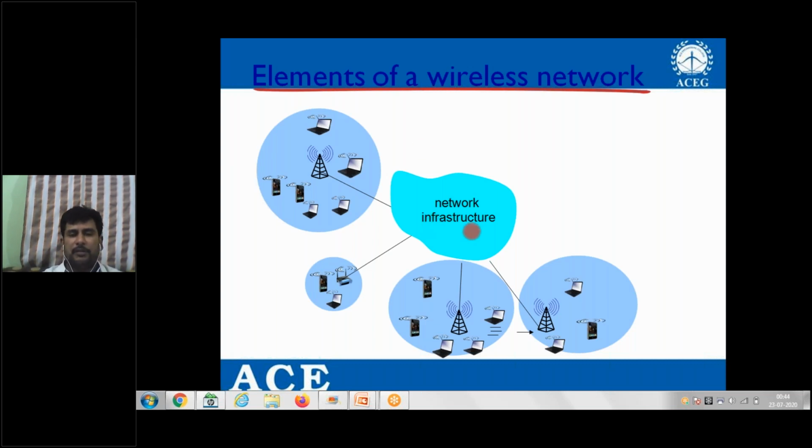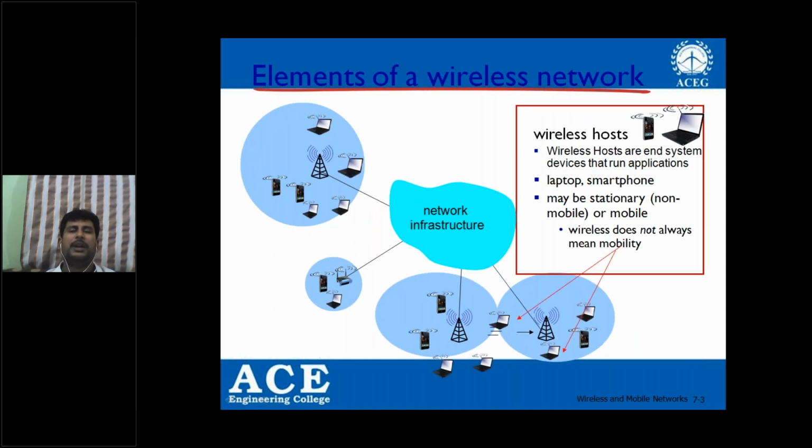Right. And what do you mean by these particular zones? And what does the blue color indicate? All that we'll try to discuss in our discussion. Okay. Right. So let's start our understanding of what are the different elements of a wireless network. Now, as we said, the first very important element in the wireless network is wireless host. What are wireless hosts?